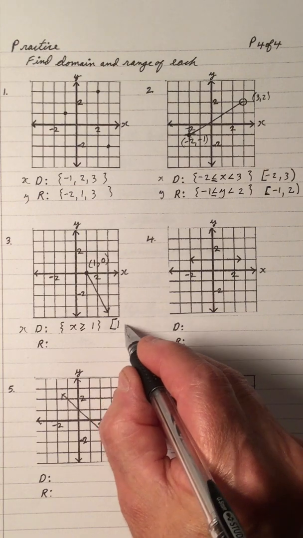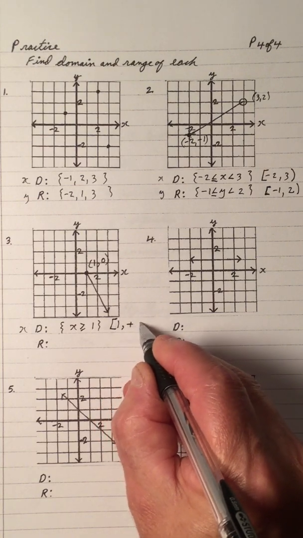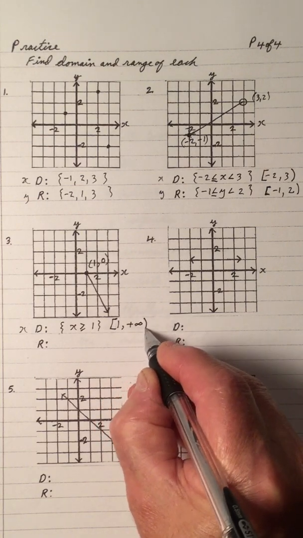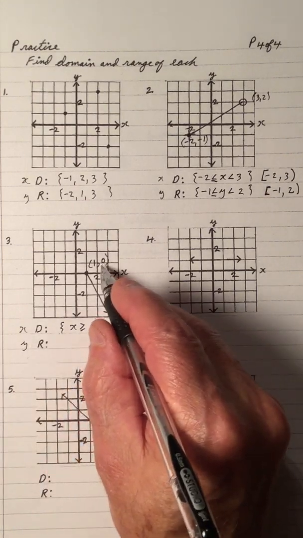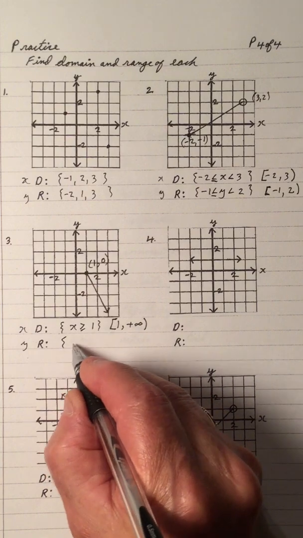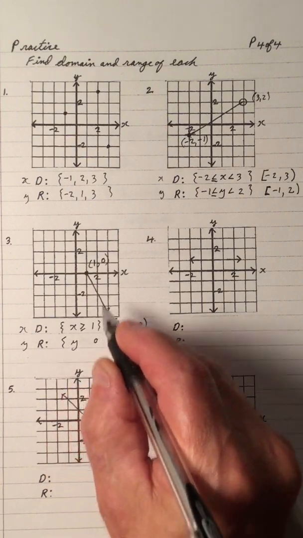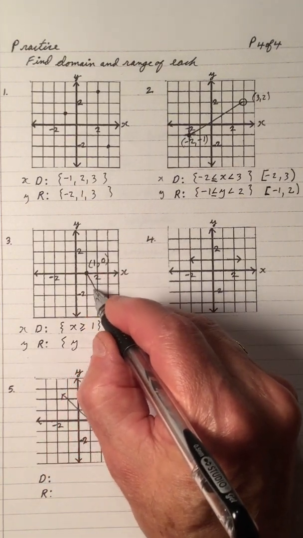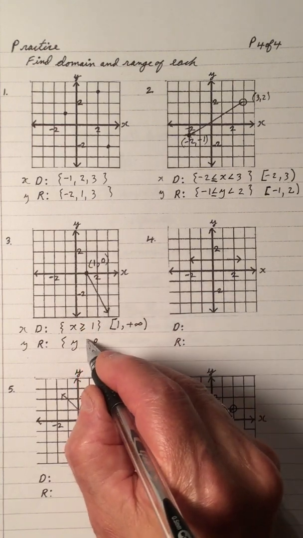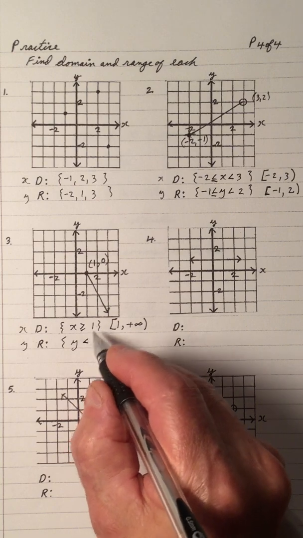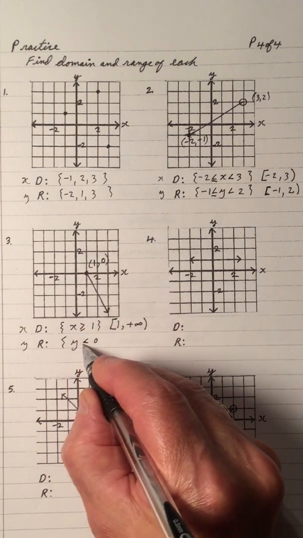Solid is the square bar, and we're going to positive infinity. Put it open. The range is the y. The y's start at 0, and the y values on this ray, the y's are going down. So the y's are less than 0. And it's a solid dot, so it's an equal sign.